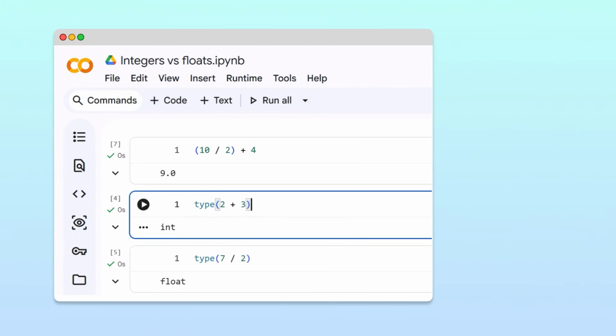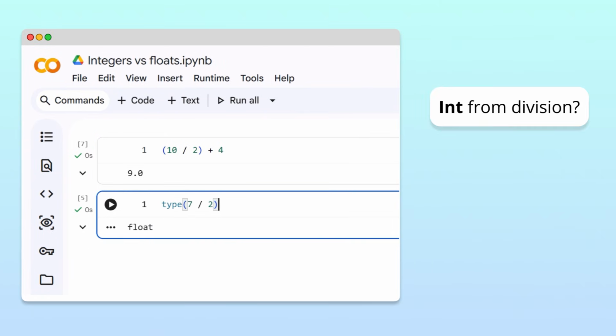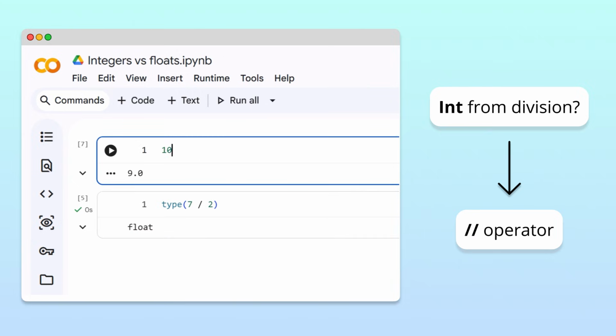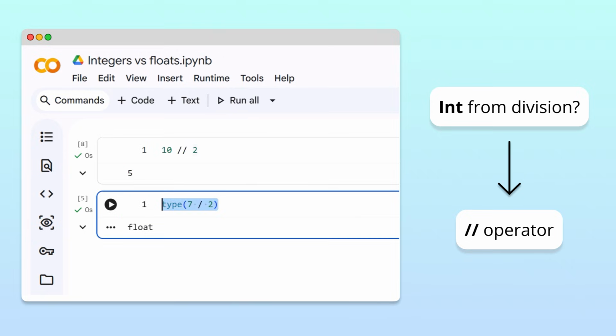That said, if we ever need an integer result from division, say, when calculating how many full boxes we can fill, Python provides a special operator, //. Writing 10 // 2 gives us 5, an integer, instead of 5.0. This is called integer division, and it always rounds down to the nearest whole number. For example, 7 // 2 gives us 3, not 3.5.